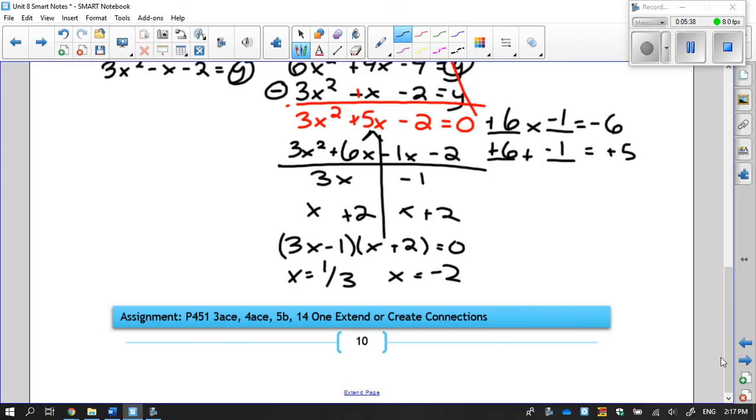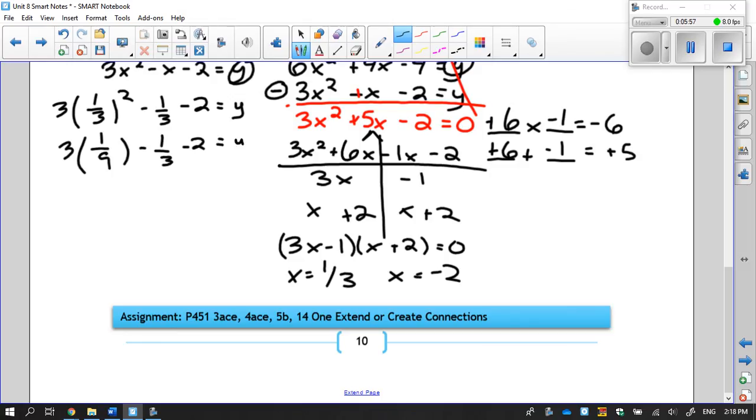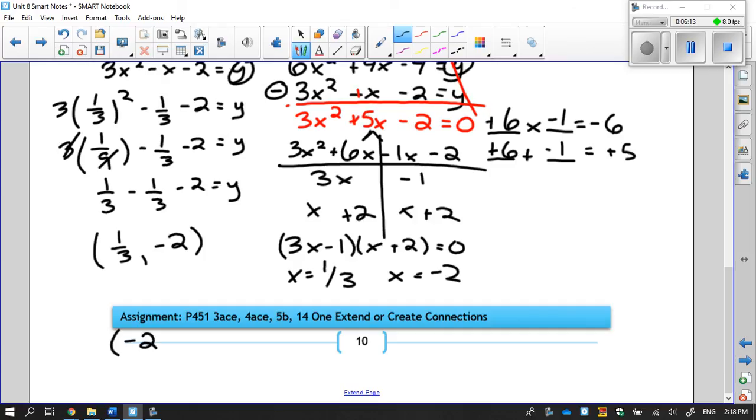We plug that in and we check. So we go 3 multiplied by 1/3 squared minus 1/3 minus 2 equals y. So this is 3 times 1/9 minus 1/3 minus 2 equals y. Cancel here. That gives us 1/3 minus 1/3 minus 2 equals y. So then we get 1/3 comma negative 2. And when you sub in the second one, because I ran out of room, you should get negative 2 comma 12. And those are our two solutions.